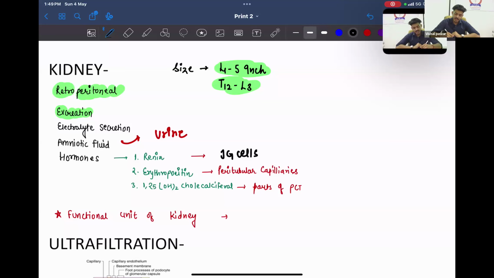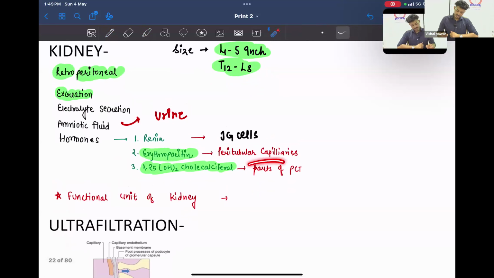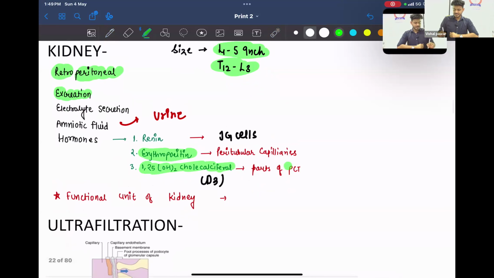Okay. Second hormone we are having, this is going to be erythropoietin. Those people who are having kidney dysfunction, kidneys are not functioning, we are giving what? Erythropoietin from outside. And this 1,25-dihydroxycholecalciferol, also known as vitamin D3. This is also coming from the parts of the PCT.